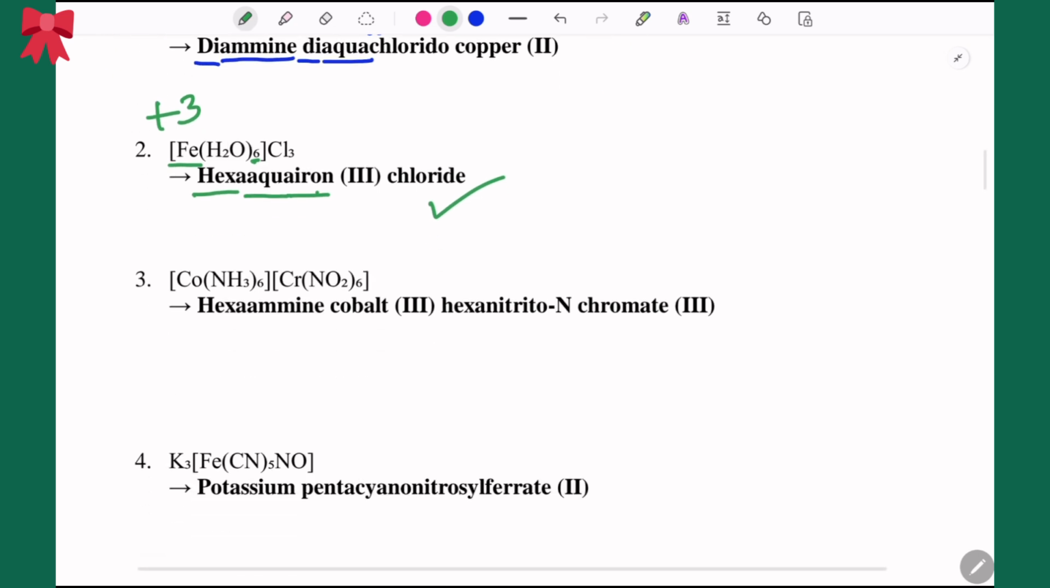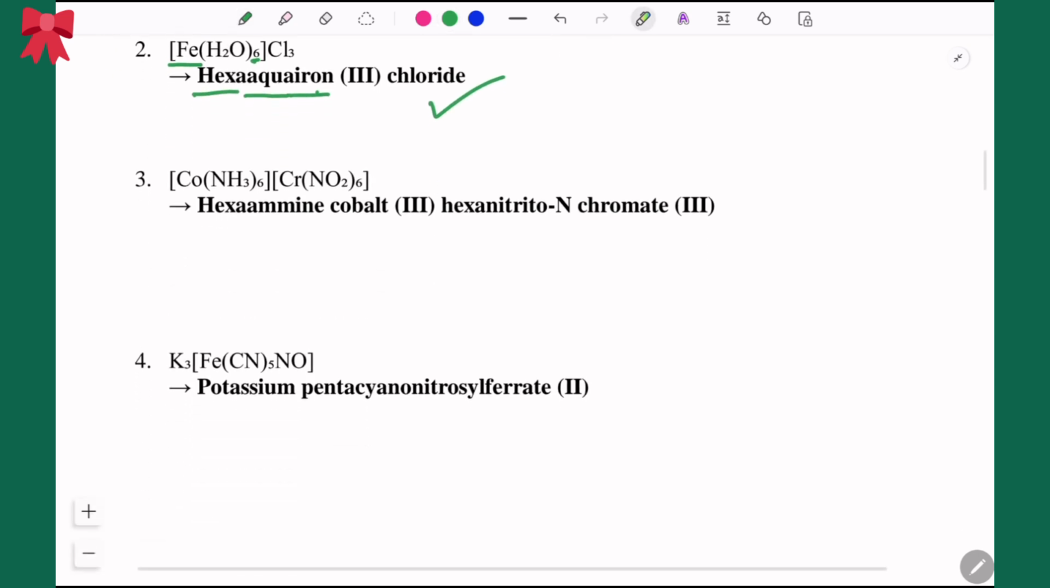The next one, in the next one, cobalt is the central metal atom or ion. Then you can see ammonia is the neutral ligand. Then the point which is very interesting is that in this case there are two ions, both are complex. The cation is a complex and the anion is also a complex. Okay, so this is going to be a very special kind of complex compound. So there are two metal atoms here. One is cobalt, which is the central metal ion in the case of the cation, and chromium, which is the central metal ion in the case of the anion.